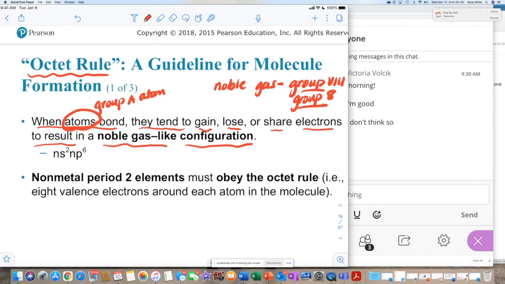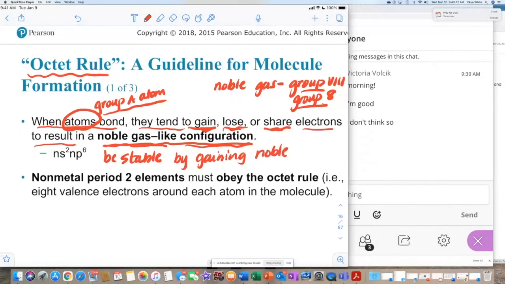So as scientists are looking at atoms, and looking at their behavior, their assumption is they're gaining, they're losing, and they're sharing electrons. Why? Because they have a goal. What is their goal? To have a noble gas-like configuration. So scientists assume that the reason why group A atoms behave this way is because they want to be stable. And the way they become stable is by gaining noble gas configuration.